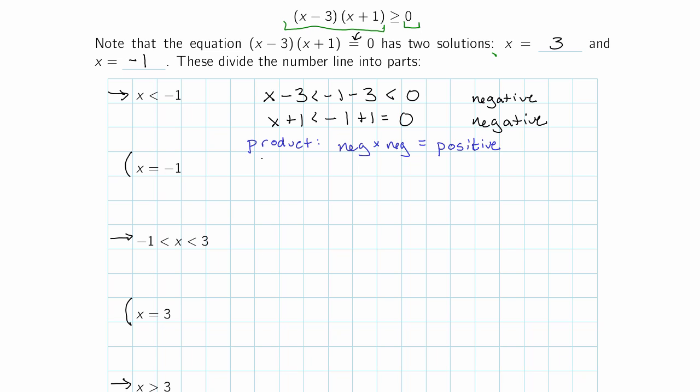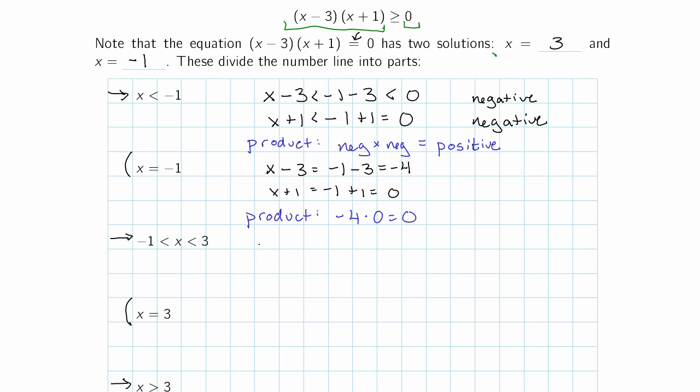At x equals -1, well then x minus 3 equals -1 minus 3 equals -4. X plus 1 equals -1 plus 1 equals 0. The product is negative 4 times 0 equals 0. Right, we can do that exactly for the one where we know what exact value x is.